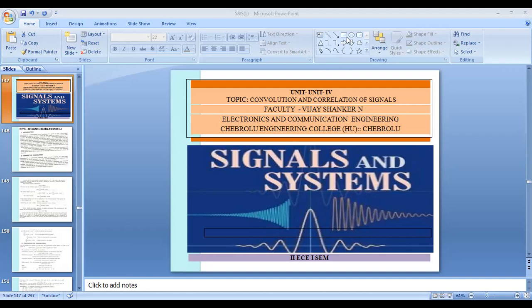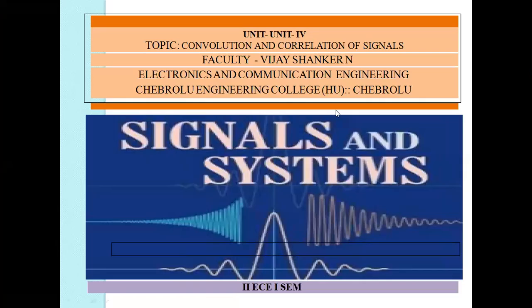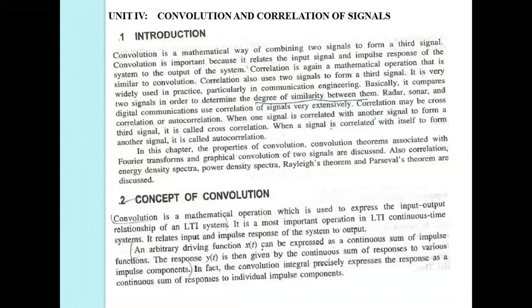Okay, my dear students. Actually, we have only the correlation of the signals, but before knowing the correlation, you have to know the convolution also. So what is a convolution, what is a correlation, and what is the relation between convolution and correlation of signals? First of all, what is a convolution? You see here the introduction of the convolution.